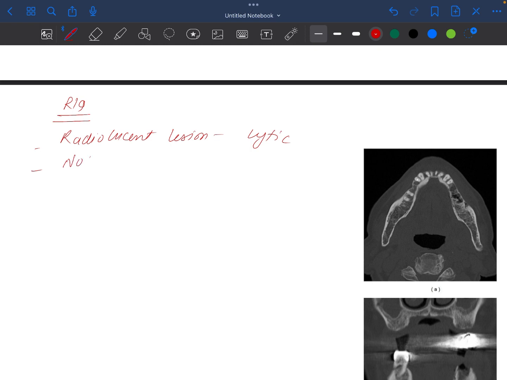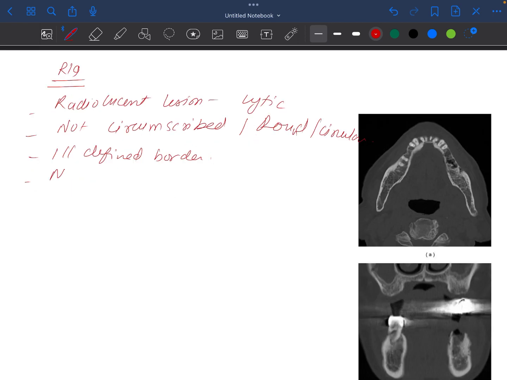It is not usually circumscribed. Circumscribed means round or circular. It usually has ill-defined borders, right? Most of the time, if it is associated with any tooth, it's going to be a carious tooth. You will rarely have osteomyelitis associated with a non-carious tooth.